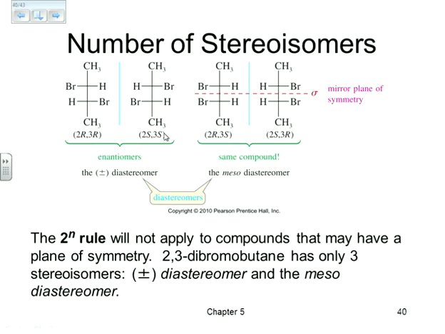So that's a completely different question. I could ask, are these enantiomers, diastereomers, or identical? And then I can ask, are any of these compounds meso? So meso is not a relationship. It's something you see within a compound.